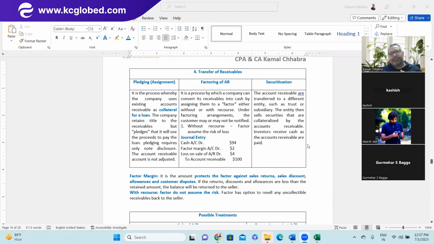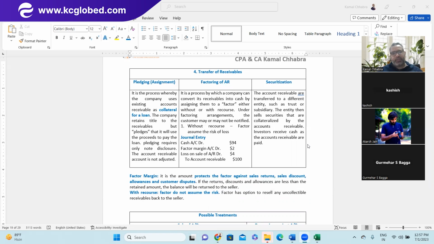Transfer of receivable. Receivables are also subject to transfers. They can be transferred as a pledge if you are taking a loan, so you can give them as collateral, or you can factor them through a factoring company and get encashment. They can also be used for securitization, basically for lending money. So the first one is pledge or assignment.